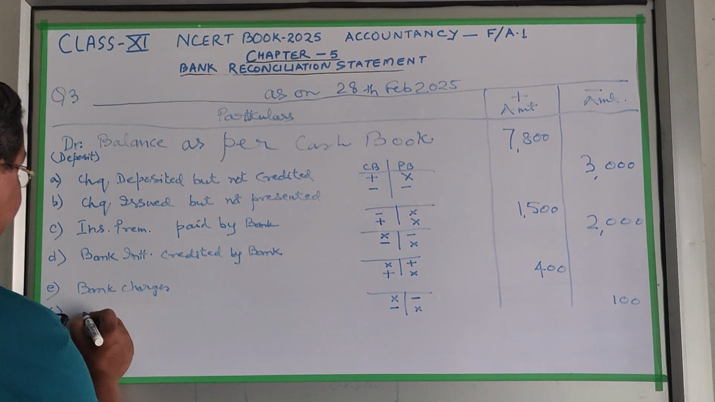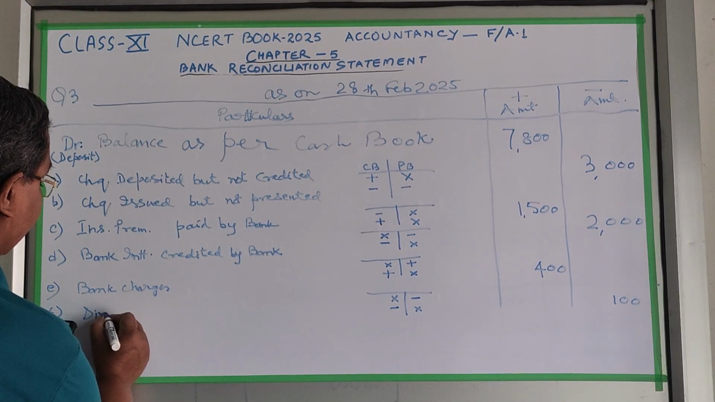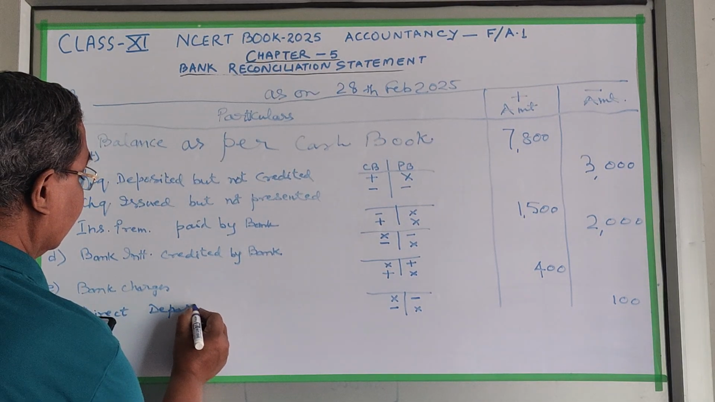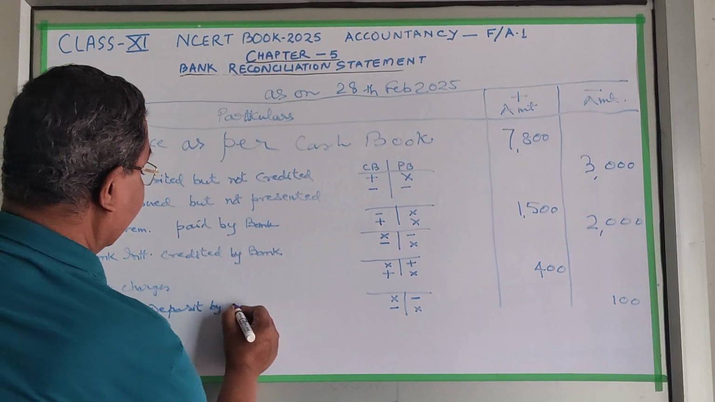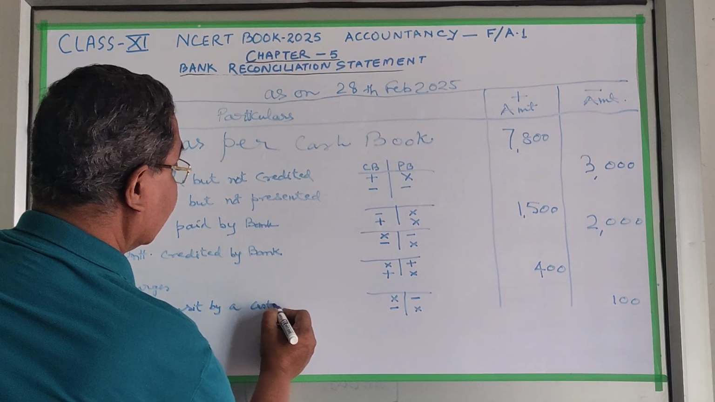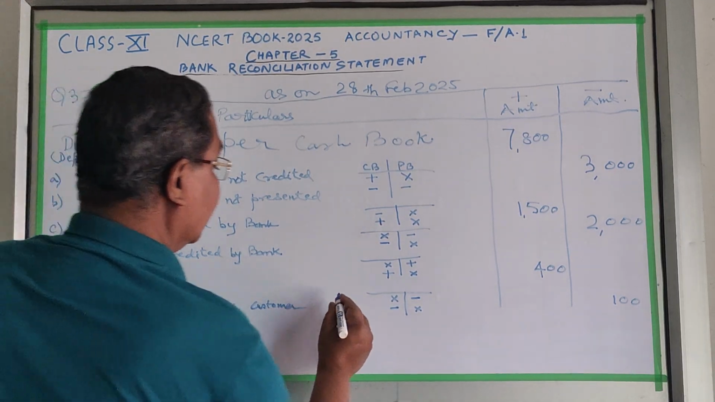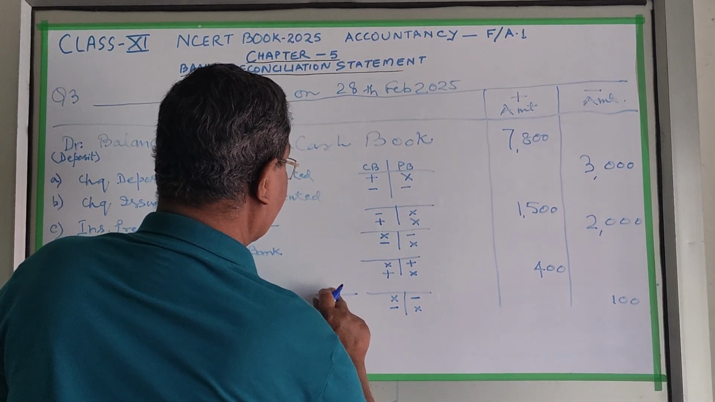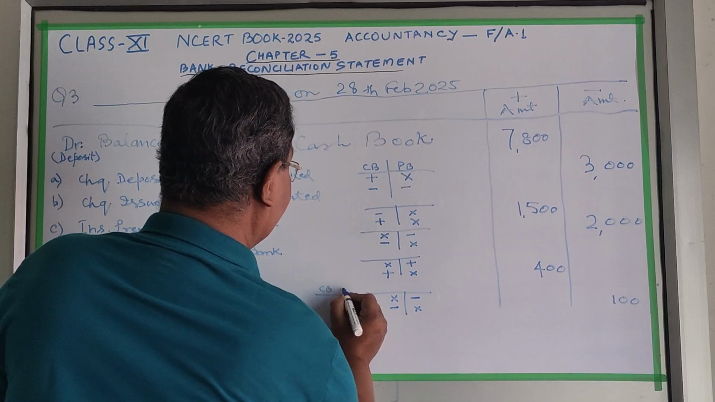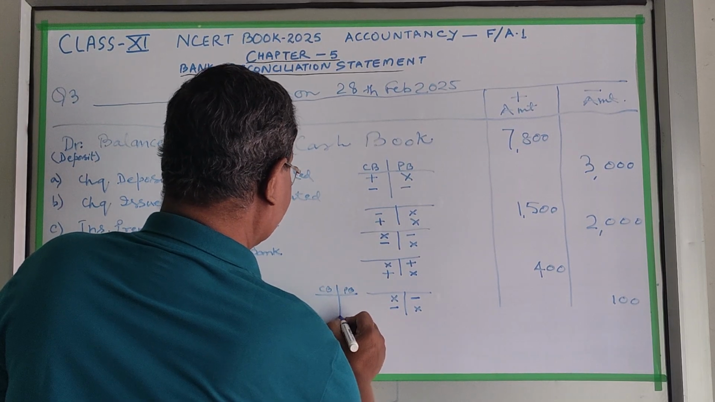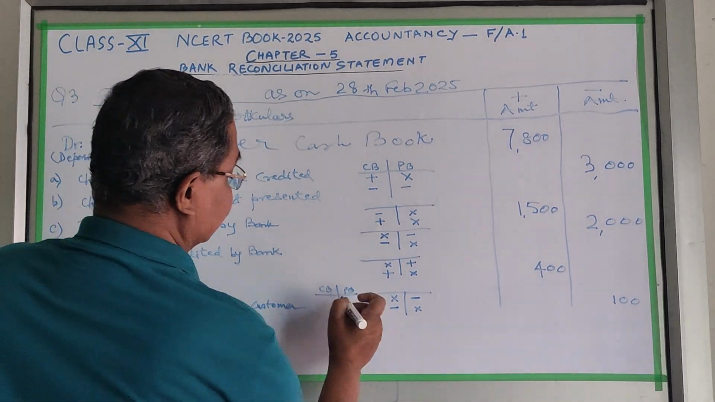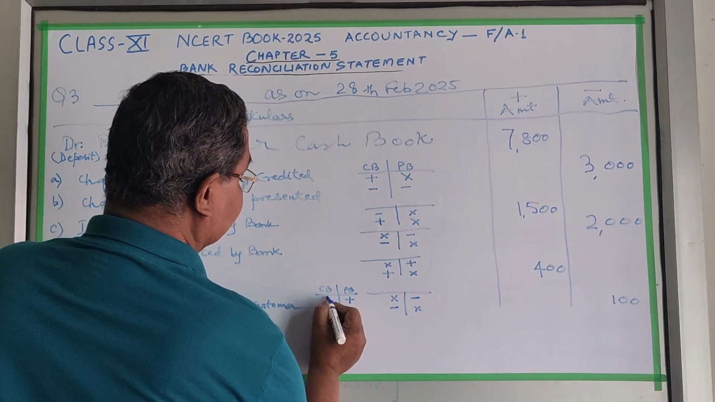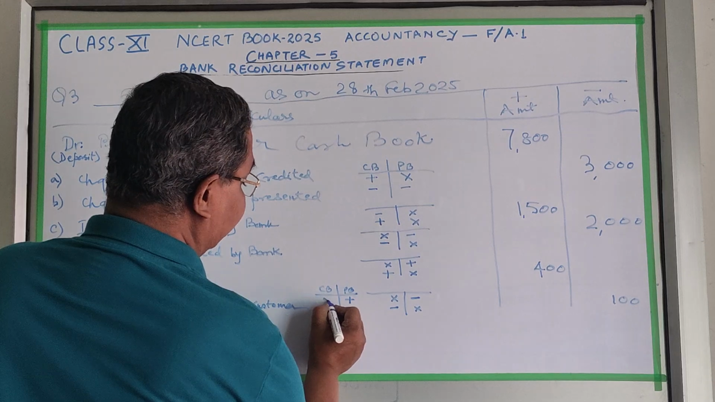Direct deposit by a customer. Direct deposit by a customer. So here what is the position? The position is, if you examine the entry in the cash book and passbook, what is the situation? Direct deposit by a customer means the bank balance has been increased. But here the customer has not increased it because he was not aware of it.